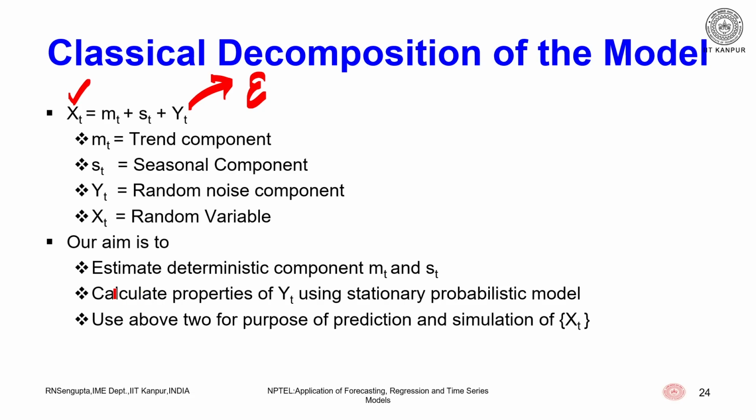So, our aim is what? To estimate the deterministic components M and S corresponding to trend and seasonality, and use properties of y_t using stationarity and a probabilistic model. What I mean by stationarity for the errors is whether the errors have a variance, because obviously the error is the non-deterministic part, it will have a variance, and whether the variance is dependent on time, whether it keeps increasing or decreasing. In all the cases we will see it keeps increasing for the time series one.